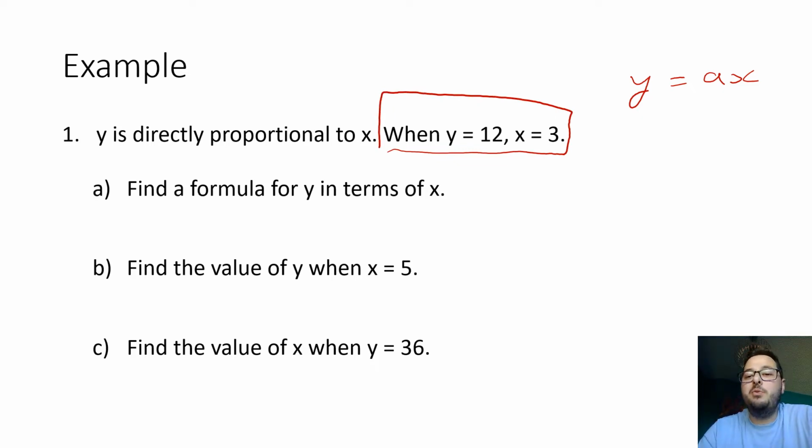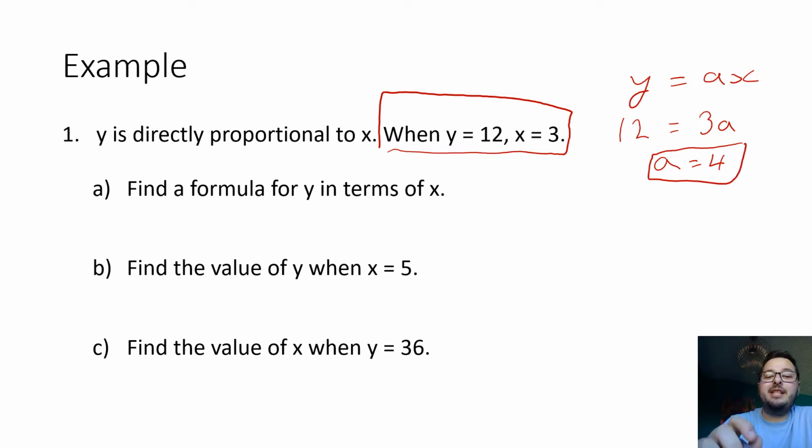So we can shove these numbers in to find out what a is. So y is 12 and x is 3. So instead of a times x, it will be a times 3, or 3a. But 12 is 3 times what? Well, 12 is 3 times 4, so a must be 4. So that gives us our a. So when it says find a formula for y in terms of x, we can now say that y is 4x, because a is 4.